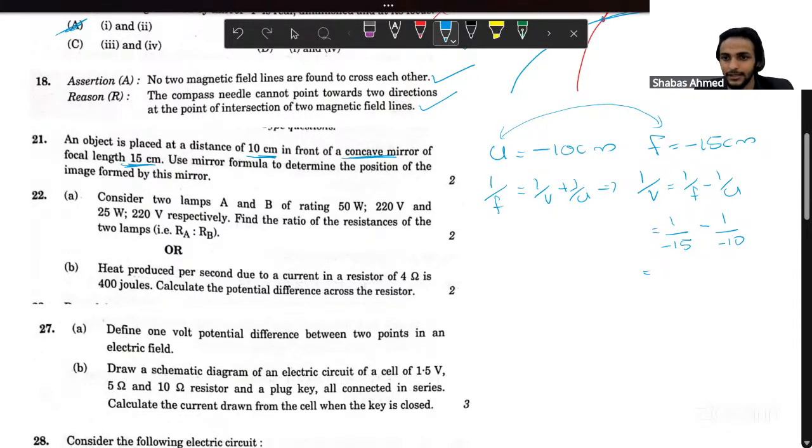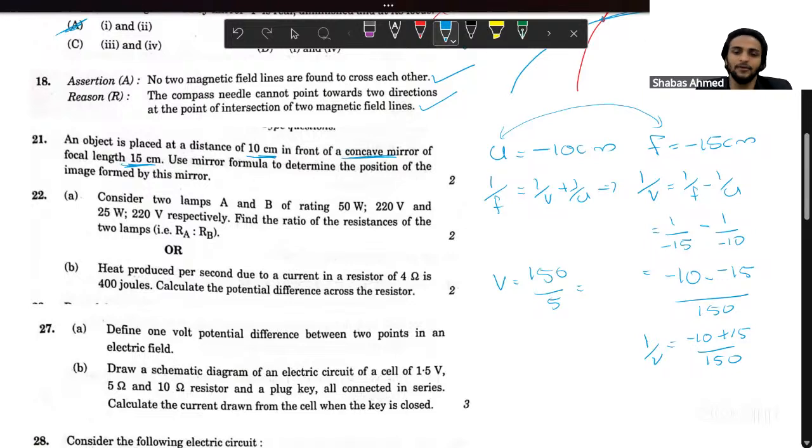So if you cross multiply this one, you get minus 10 minus 15 divided by 150. That is equal to minus 10 plus 15 divided by 150. This is 1 by V. Then here you get V is equal to 150 upon 5. That is equal to 30 centimeter. You get V equal to plus 30 centimeter, which means the image is formed on the right side of the mirror. Understood? The image is on the right side of the mirror, so the image will be virtual. So V equal to 30 centimeters from the mirror.